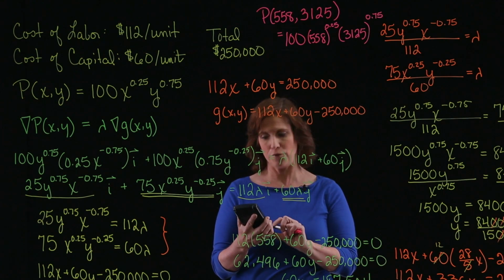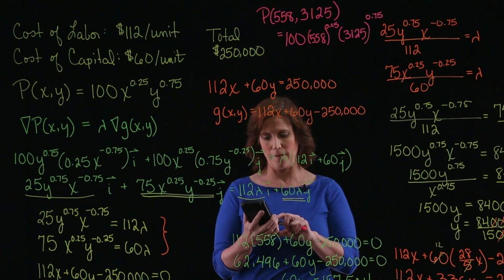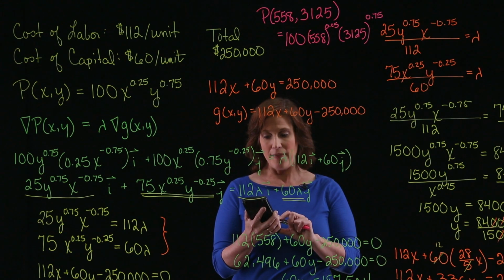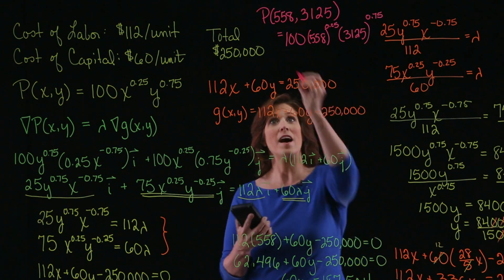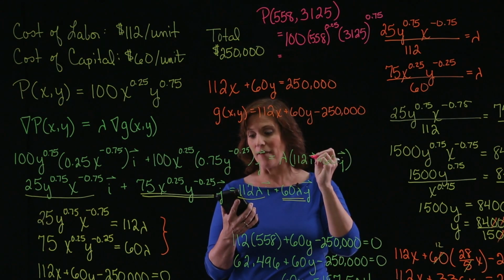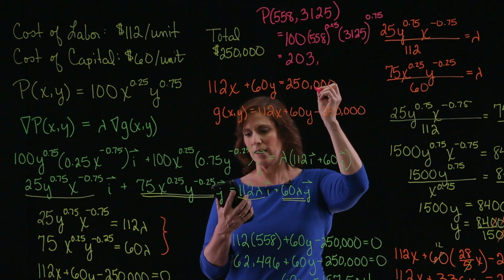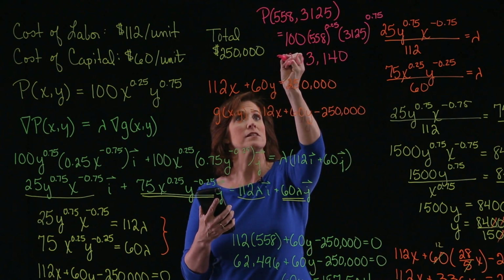So if I do some number crunching here, 558 raised to the 0.25 power times 3,125 raised to the 0.75 power, and then take that answer and multiply by 100, I find that my production level is approximately 203,140. And again, this is an approximation.